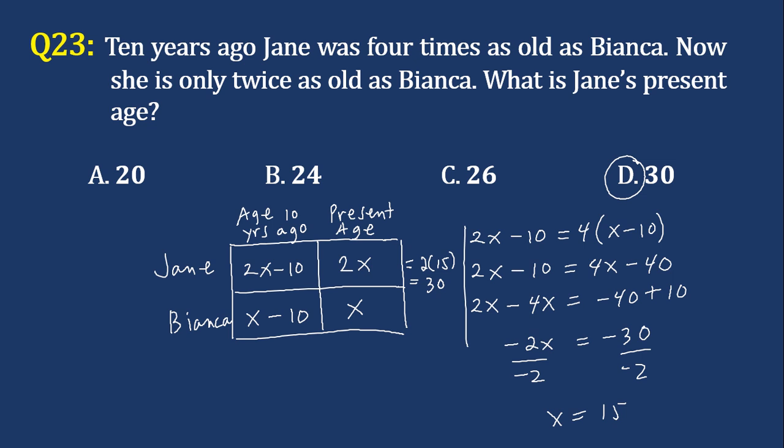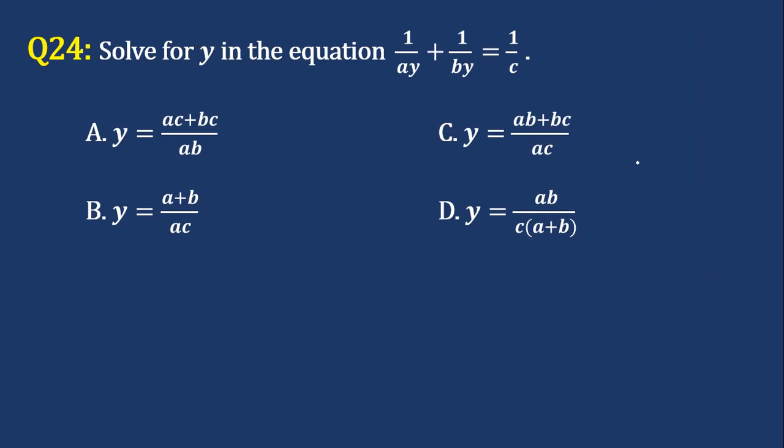Alright, now let's have question number 24. Solve for y in the equation 1 over ay plus 1 over by equals 1 over c. Let me copy first the given. Take note, there's a y in the first fraction. There's also a y in the second fraction. In fact, we can factor out 1 over y. So 1 over y times 1 over a plus 1 over b.